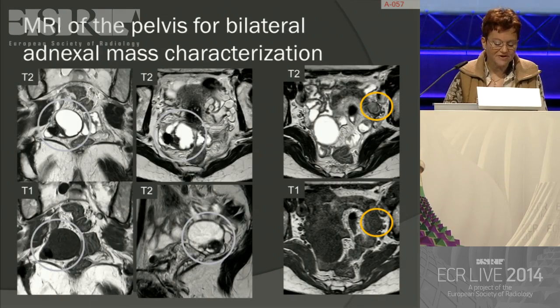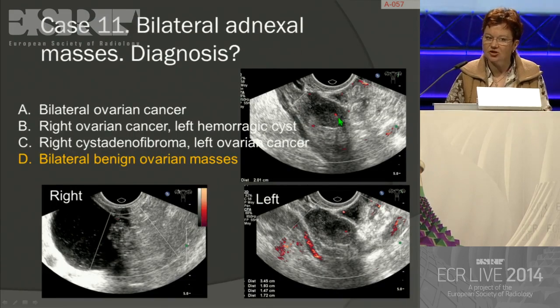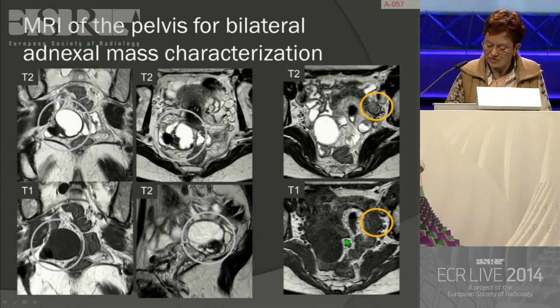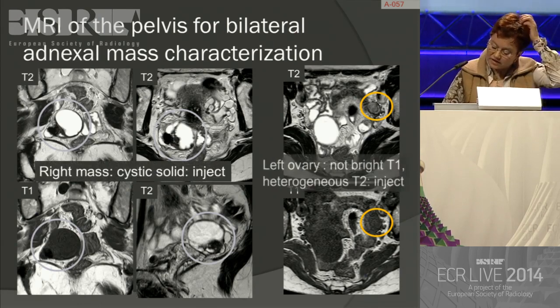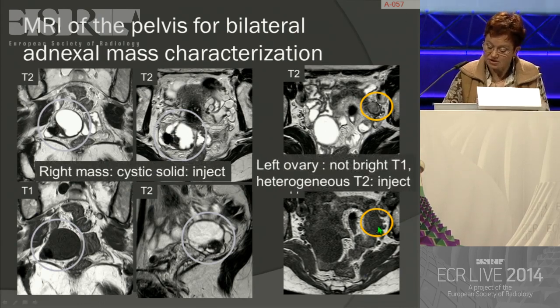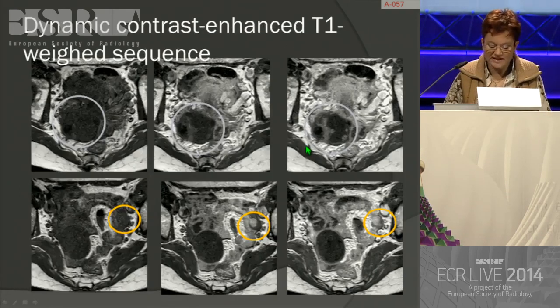On MRI, the structure is hypo-intense, the solid portion, and we just saw that before. It's typical for cystadenofibroma. On the right side, it's a tiny mass, but however, the color Doppler is positive, so it's a solid mass. It could potentially be a fibroid. However, when we see this on MRI, cystic solid mass on the right, and on the left side, we have T1 weighted images which is not bright, and on T2 it's heterogeneous. In both cases we need to inject, and then we can follow the dynamic uptake.